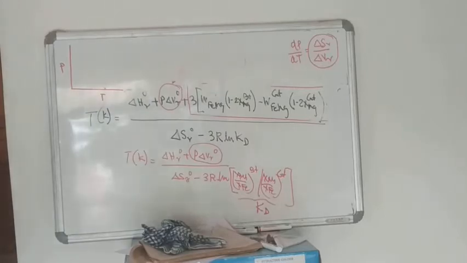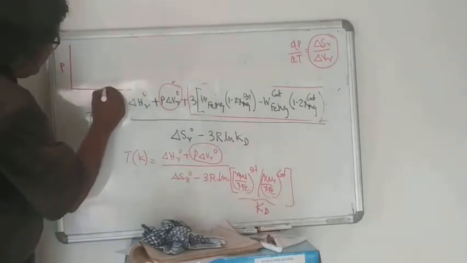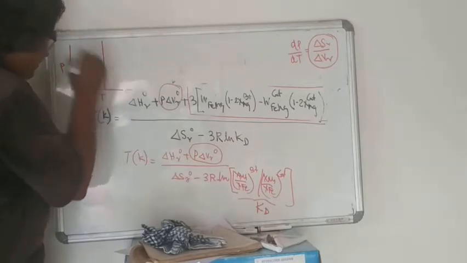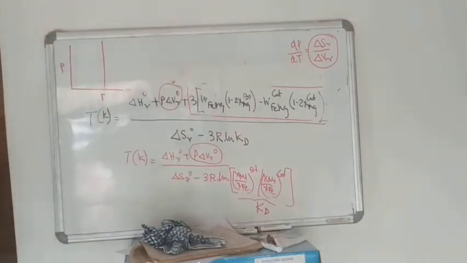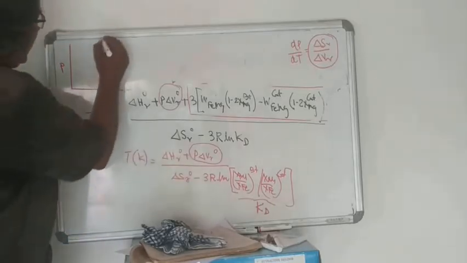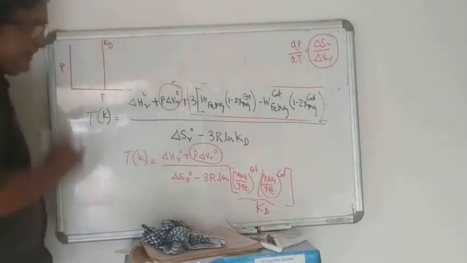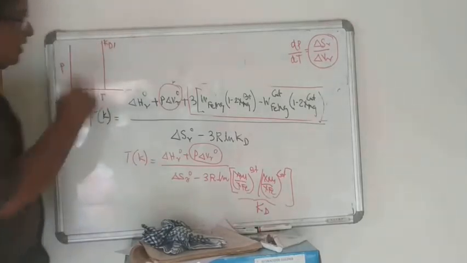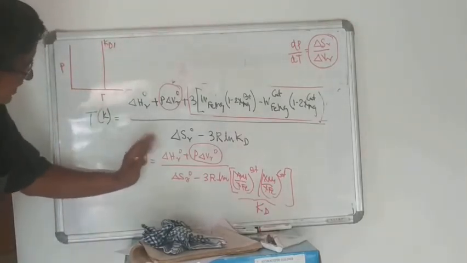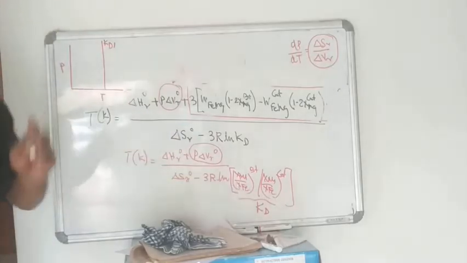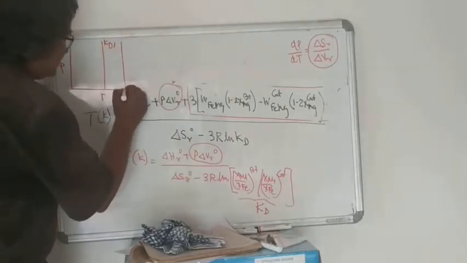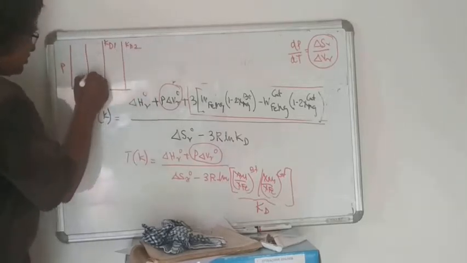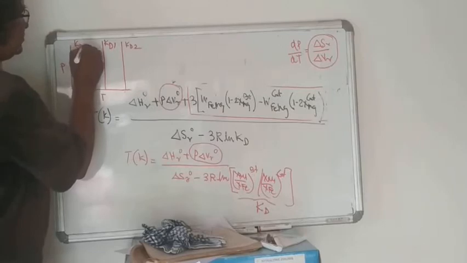Now you can see, for a particular temperature, if delta VR is 0, then the slope will be vertical. This should be equal to a particular value of KD, say KD1. But if you change the temperature, this ratio will change. So you will have another temperature, you will have KD2. Or another temperature, it will be KD3.